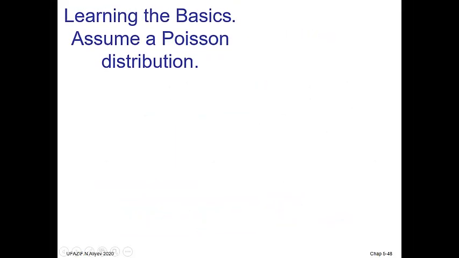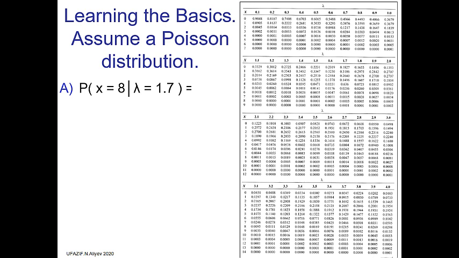Now let's learn how to use this table. x 8, lambda 1.7. You should find lambda first because we have x everywhere. Lambda is important. Lambda 1.7 here. And for x 8, find the intersection, you get this value.